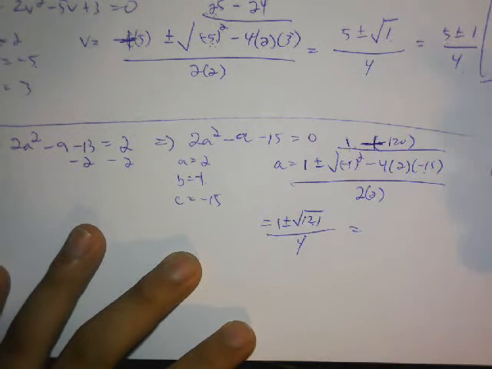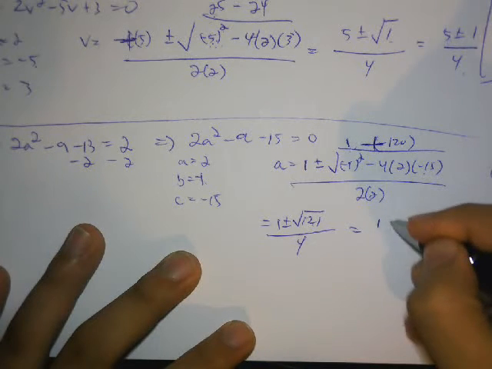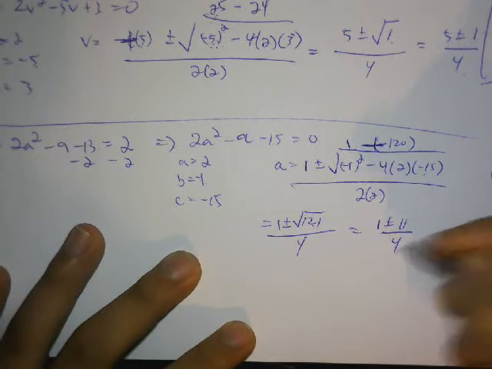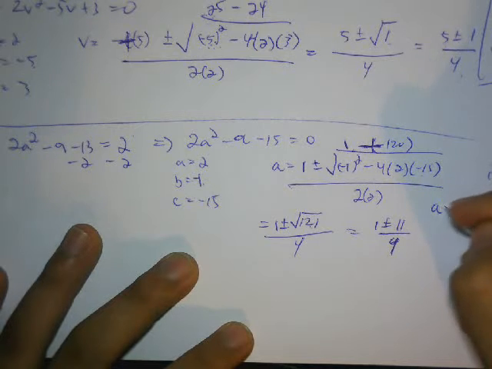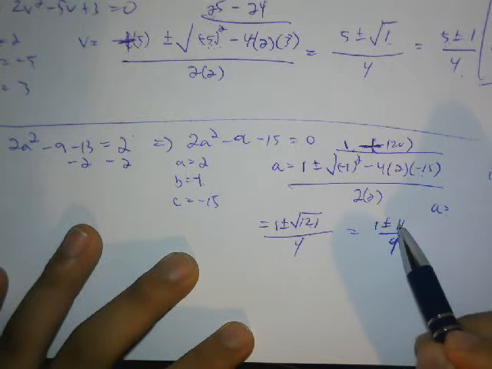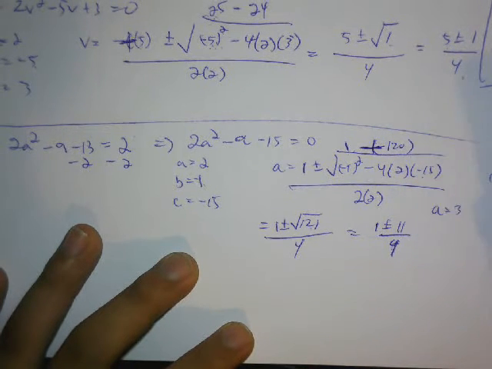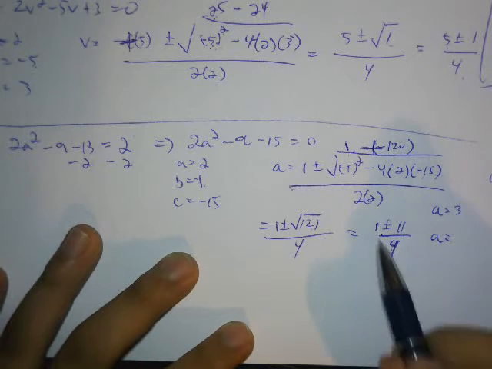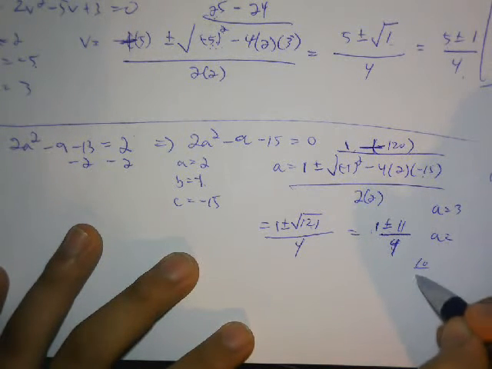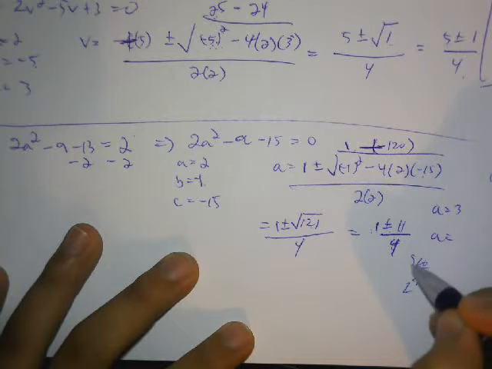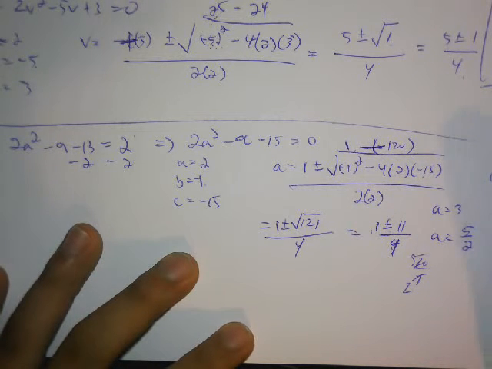The square root of 121 is 11, so we get 1 plus or minus 11 all over 4. So a is equal to 1 plus 11, which is 12, divided by 4, 3. Or a is equal to 1 minus 11, which is negative 10 over 4. Negative 10 over 4 reduces to negative 5 over 2. So there are my two answers.